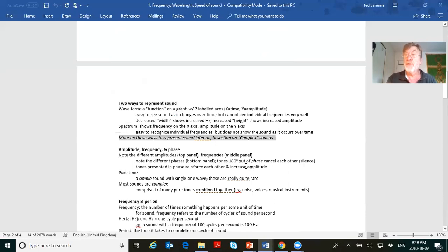Amplitude is represented on the vertical of both of these. But now you've got 2 ways to show sound, because sound takes place in 3 dimensions: frequency, intensity, and time. And a piece of paper only has 2 dimensions. So I'm going to need 2 kinds of graphs to show 3 dimensions. So here it is: amplitude, frequency, and phase. Those are the 3 dimensions of sound.